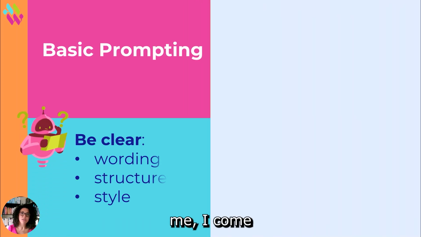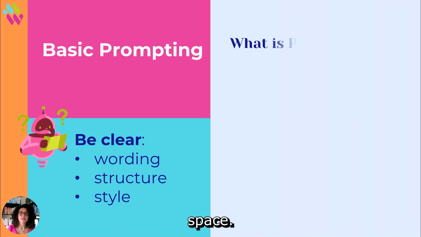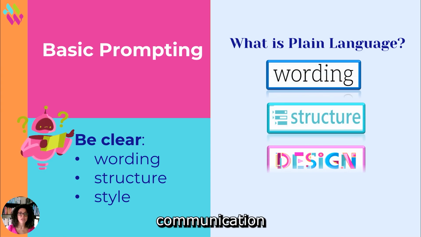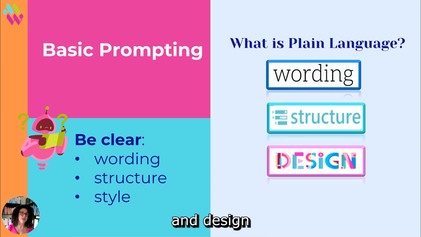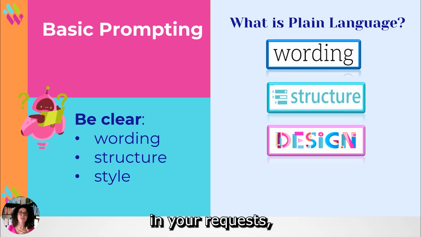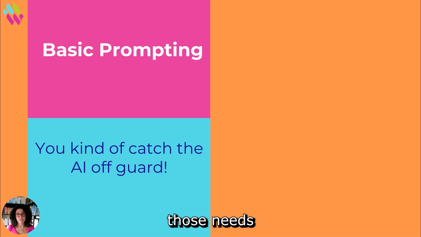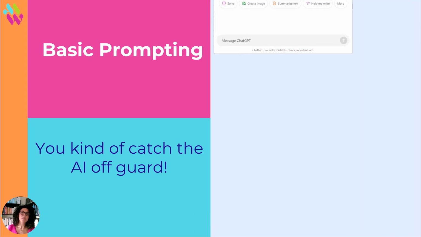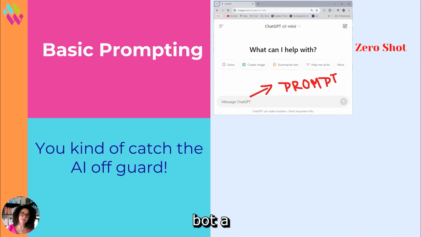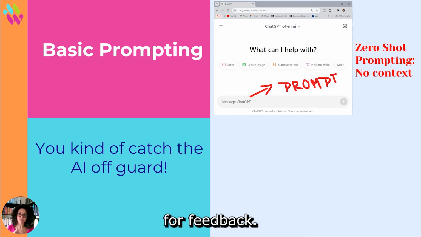For those of you who don't know me, I come from the plain language space. Plain language is an approach to communication that uses wording, structure, and design tailored to the communication goals and the audience at hand to boost comprehension and performance. So, the cornerstone of effective prompting is being specific and clear in your requests so that the AI can fulfill those needs better.